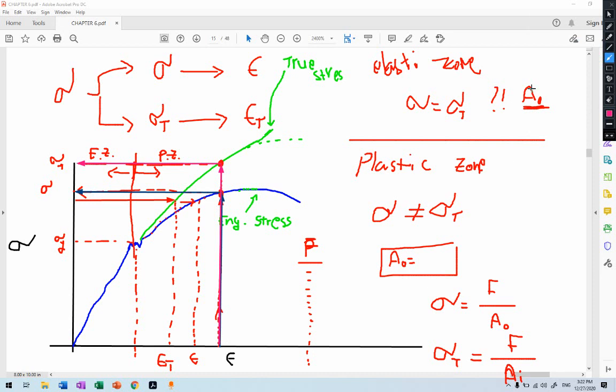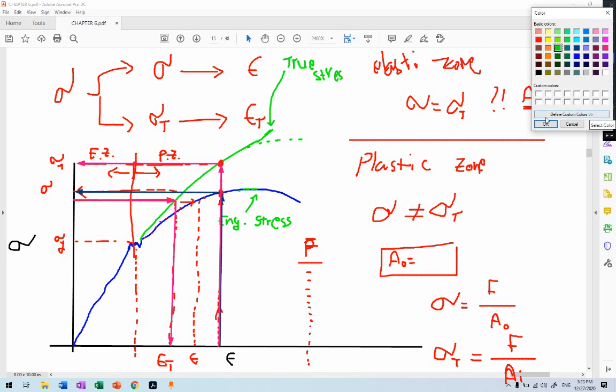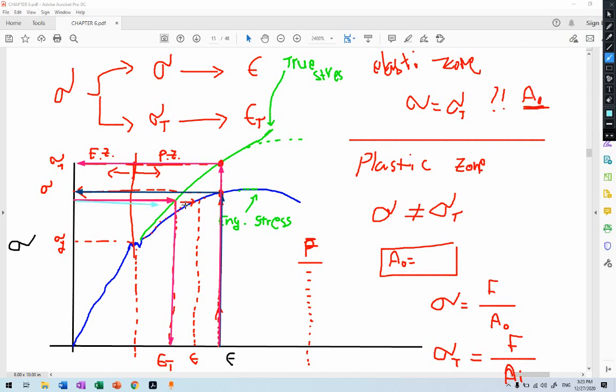The same way, if we come from the other direction, from the strain, since it hits the green one, it's gonna give us the true, and if it hits the blue one, that's going to give us the engineering strain. So that's what we say: they're not equal in the plastic zone. We will be discussing them in detail, the relation between them, and how you find these things between them.